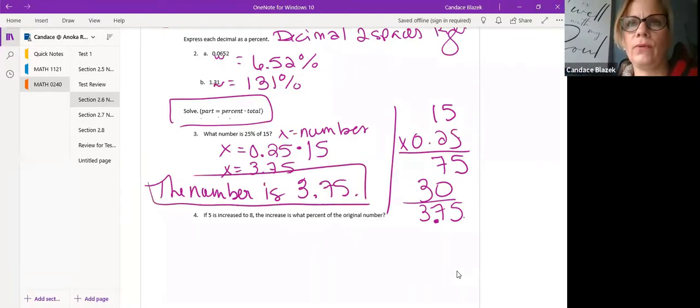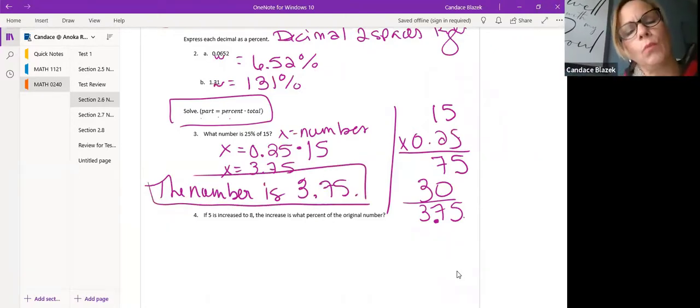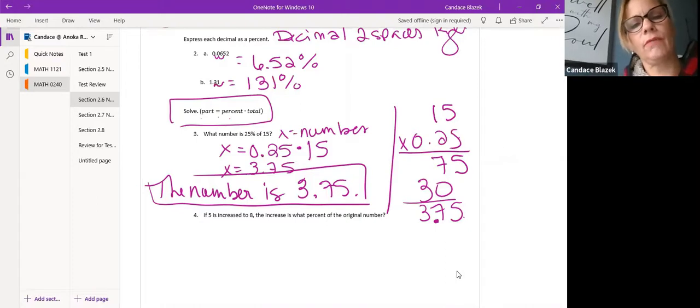And that's reasonable. 25% should be 1/4 of 15. It should be smaller than a half. And it's just good to think of the number sense that we have with 25% of 15. It's a reasonable answer. It's a good answer. Moving on to number 4.